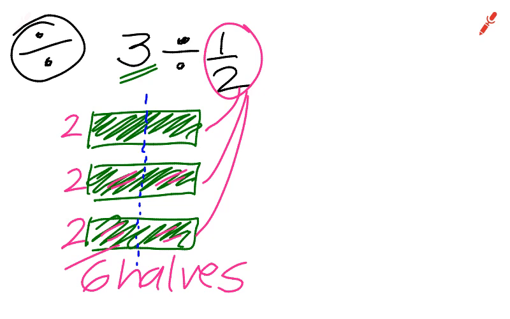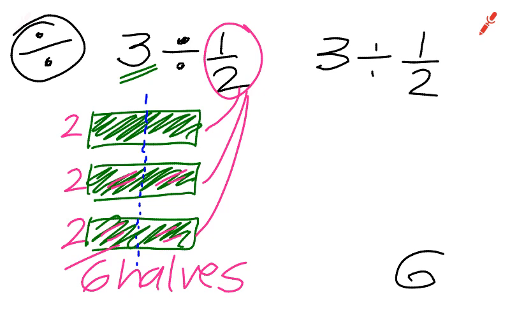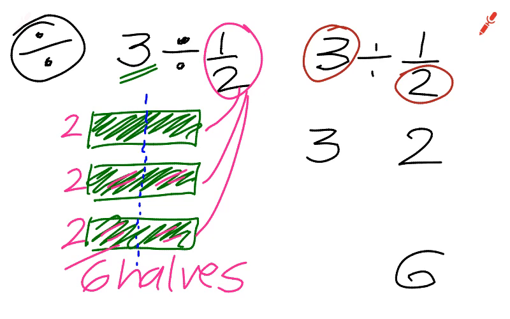So if we were to do this calculation, 3 divided by a half, without these diagrams, let's see what we could learn from that example. We want the answer 6. How do we get 6 if we have 3 and we have a half? Well, actually, we could even look at that too. What do we know about 3 and 2? What do we do with these two to get 6? We multiply.